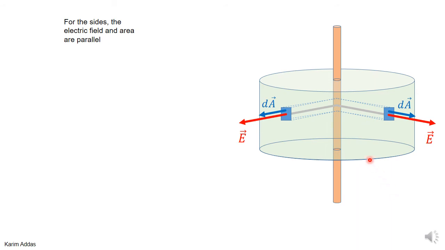Okay, what about the sides? If you make an element of area on the side surface here or here, doesn't matter where you make it, the area vector points perpendicular to the surface over here, and the electric field points radially outwards. And from the geometry, it's clear then that the area vector and electric field vector point exactly in the same direction. So the angle is 0 degrees. And this is exactly what we want to get rid of the dot product.